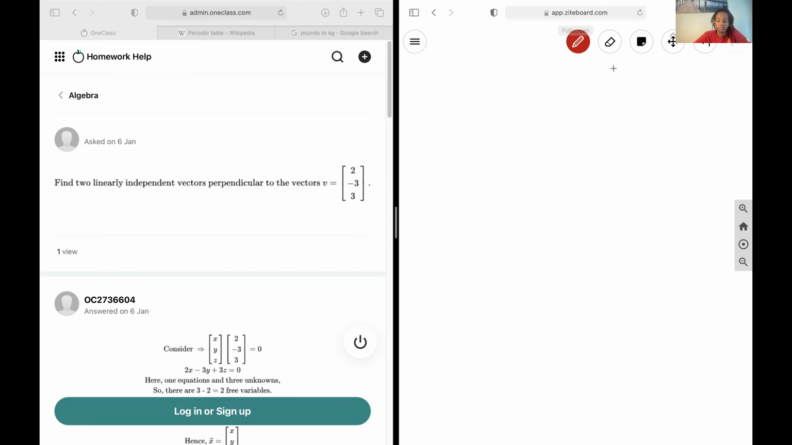Okay, next up, we would like to find two linearly independent vectors perpendicular to the vector v is equal to (2, -3, 3). If we write out the other equation for this, it would be 2x minus 3y plus 3z is equal to 0.